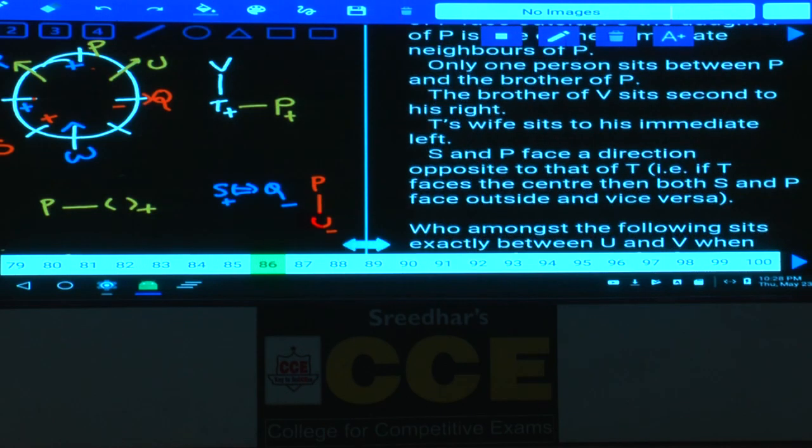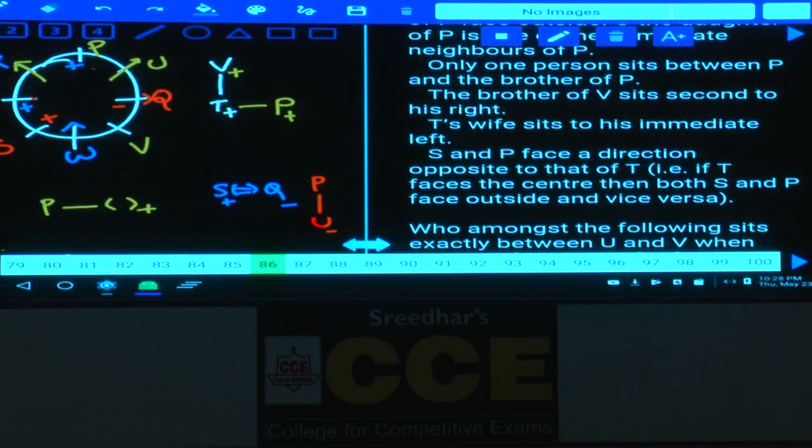And the brother of V sits second to his right. V's brother sits second to his right. Now V is having a brother, and that brother is seated second to the right-hand side of V. This means V is a male. As V is a male, now tell me where should this be? V must be at this place.